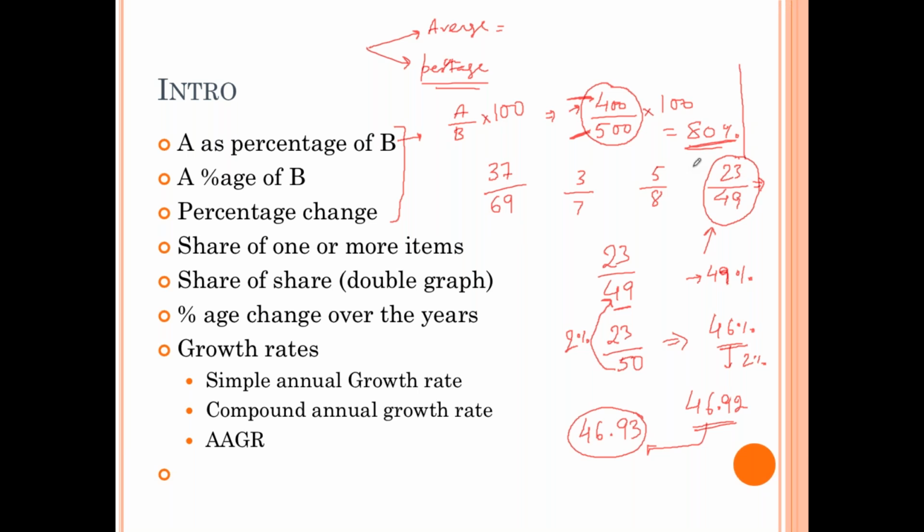See, 23 upon 49 we have to calculate. If this were 23 by 50, then my answer is 46%. Is it clear to everyone? This fraction you should be knowing. But I have 49, so I have decreased my base by 2%. So my value should increase by 2%, right?